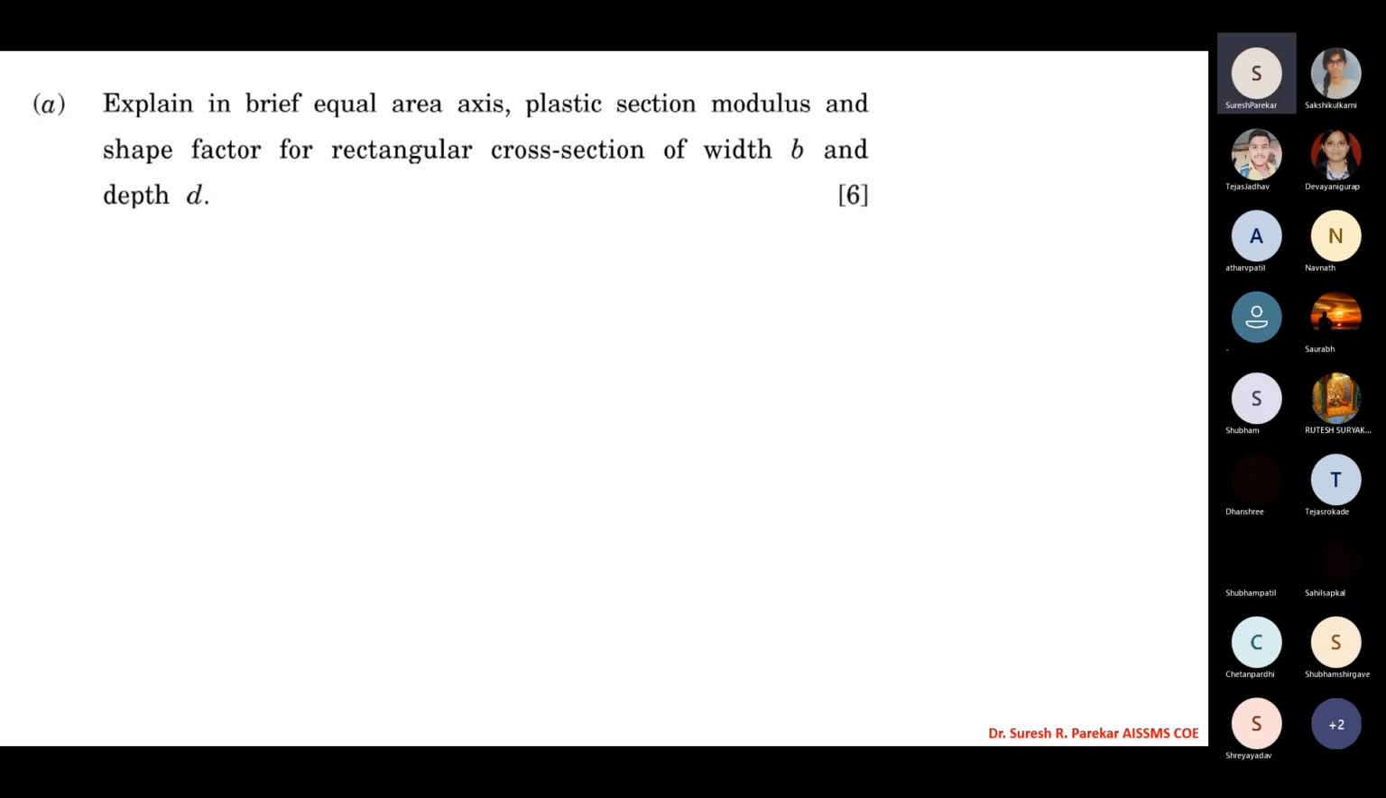So now we will start with problem 1, which was 2012 pattern, from 2012 pattern question paper. And we have this as first question. Explain in brief equal area axis, plastic section modulus, and shape factor for rectangular cross section.